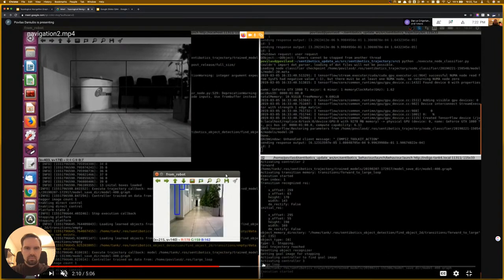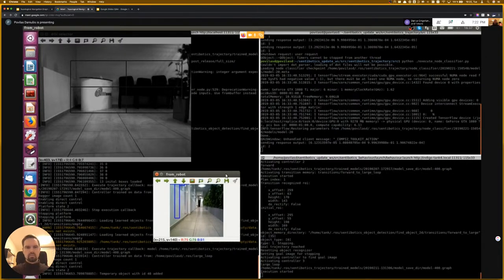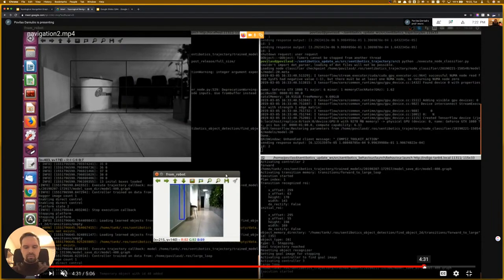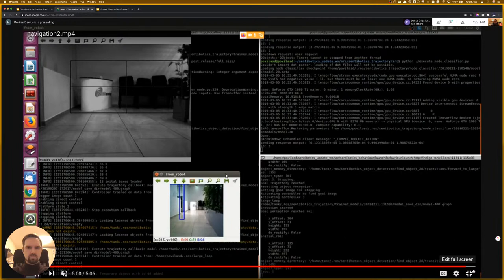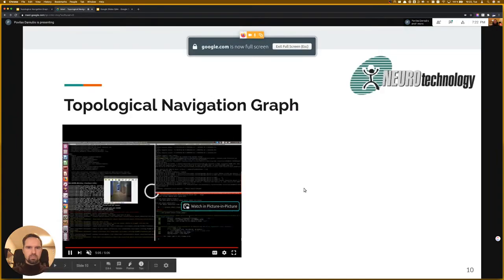It is quite a long movie, so I will jump ahead. Now the robot will switch to another controller again. And eventually, in the end, we see that the given target image is approaching and the robot will finally match its goal reaching function and stop. So here the robot stopped and the goal was reached. That's all about TNG.